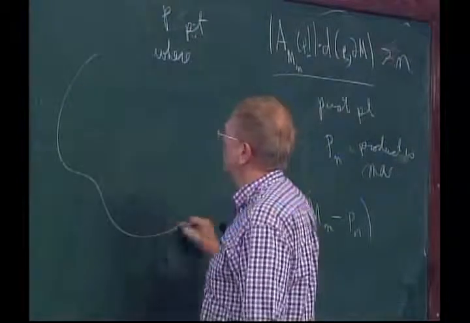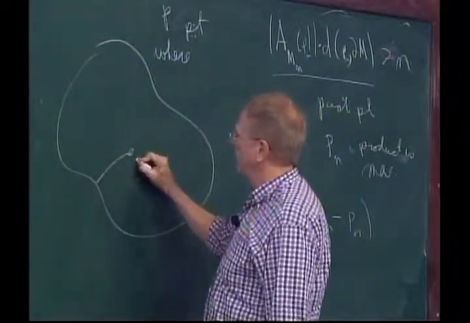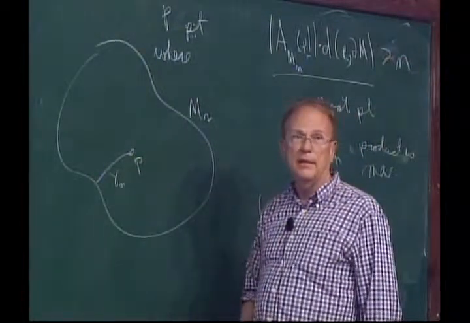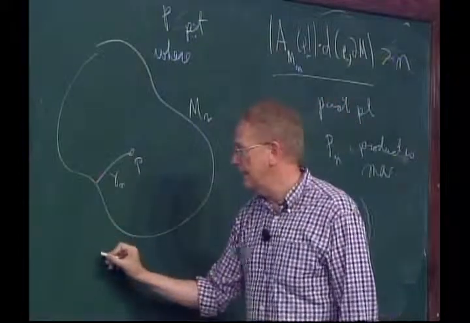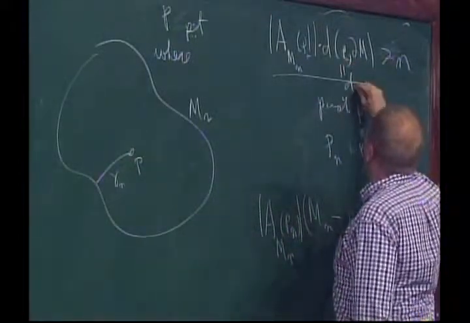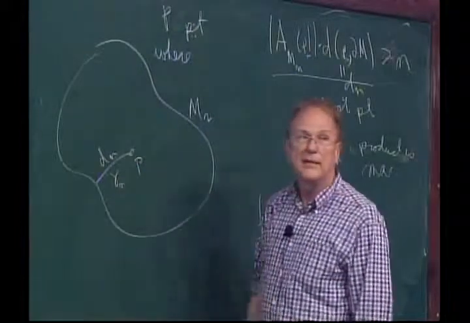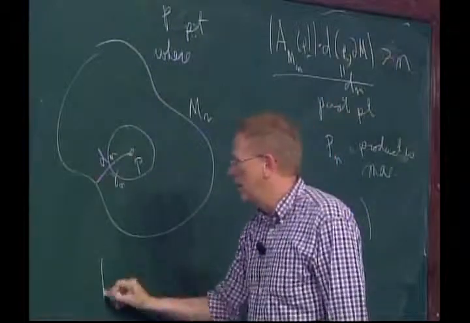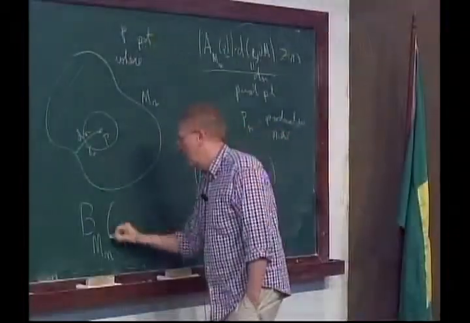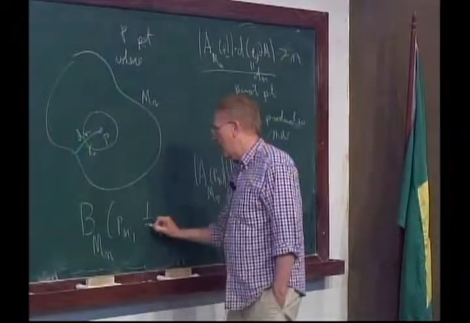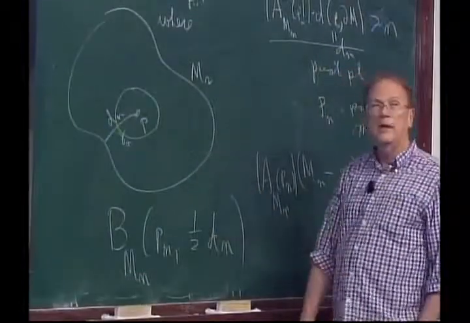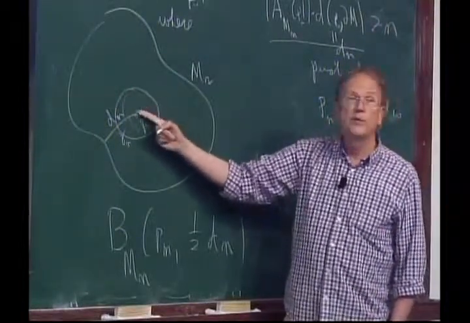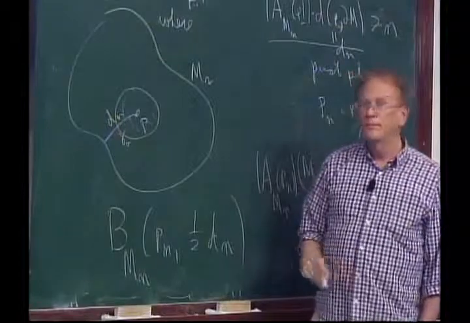Here's our original surface, here's Mn, and here's a minimizing geodesic gamma n to the boundary, which has length dn. I'm going to pick the intrinsic ball at Pn on Mn of radius 1/2 dn. I'm going to look at the points of distance dn over 2 to Pn.